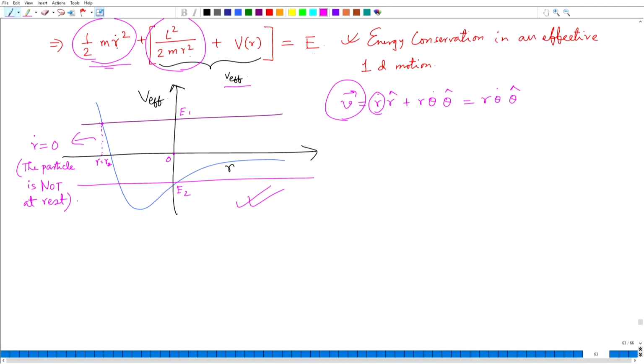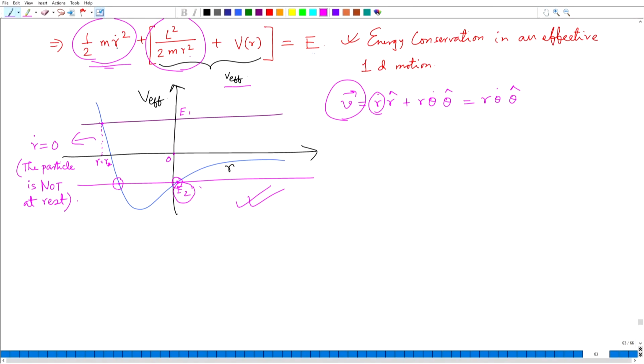So, I am now going to do some analysis. Just to make a complementary statement: whenever the particle has energy E2, once again the particle will have 2 turning points. These 2 turning points simply say that beyond those the value of r will not increase or decrease, but the particle will actually move in the cross radial direction at those points.